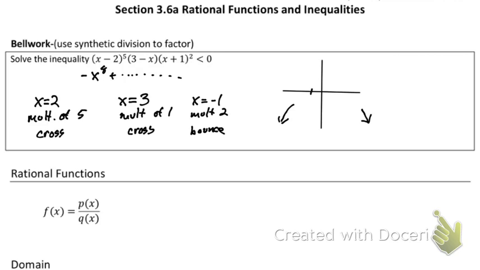So we should go ahead and mark those. At negative 1, I have a 0. At 2, I have a 0. And at 3, I have a 0.